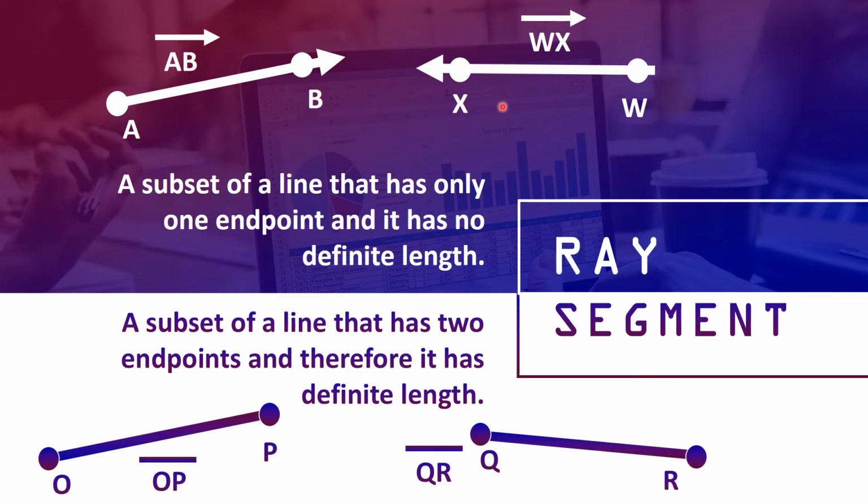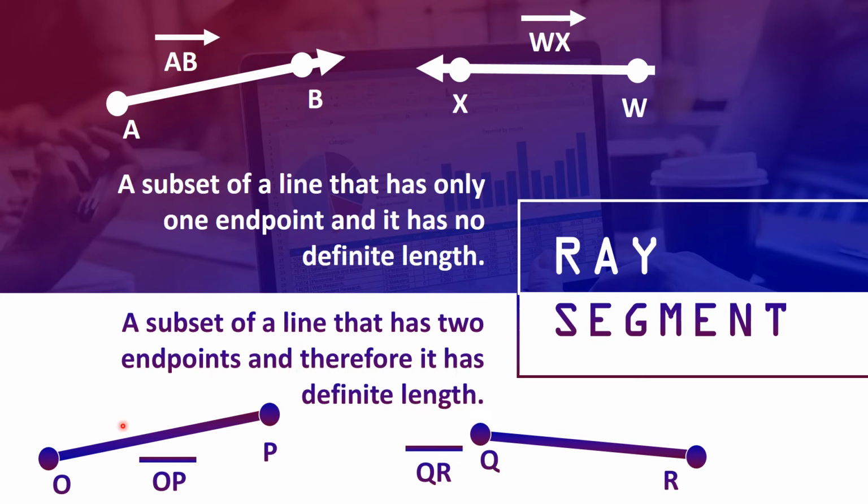And also with this one. Again, in naming, we will start with the endpoint. So we have here the endpoint. So we name it as ray WX. Again, this is the notation symbol for ray above the WX. Now for the line segment or segment, it is a subset of a line that has two endpoints and therefore it has definite length.